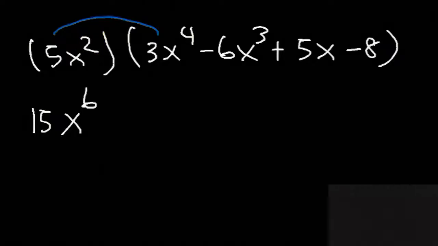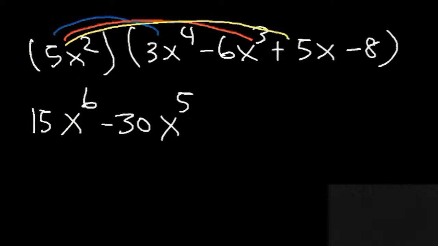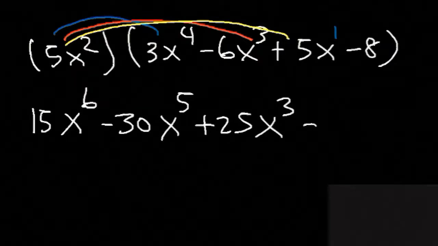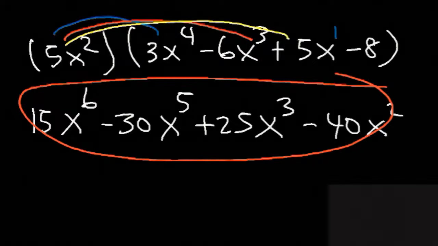So now we need to multiply 5x squared times negative 6x cubed. 5 times negative 6 is negative 30. X squared times x cubed, 2 plus 3 is 5. So it's going to be x to the fifth power. And then 5x squared times 5x. 5 times 5 is 25. X squared times x, we have 2 plus 1, which is 3. And so it's simply going to be x cubed. And then 5x squared times negative 8, that's 5 times negative 8 is negative 40, so it's negative 40x squared. So this is the answer to this problem.